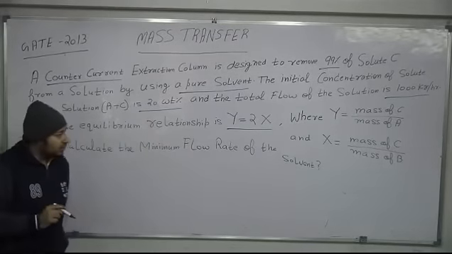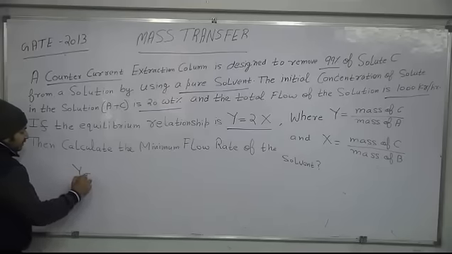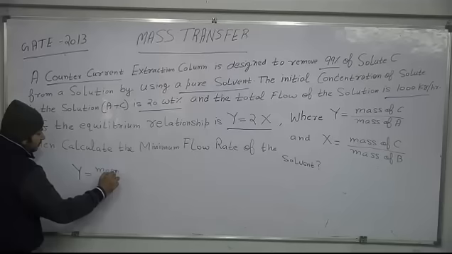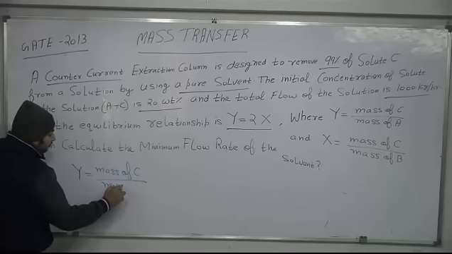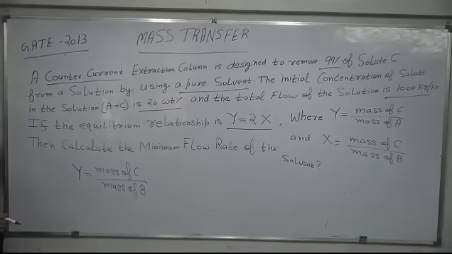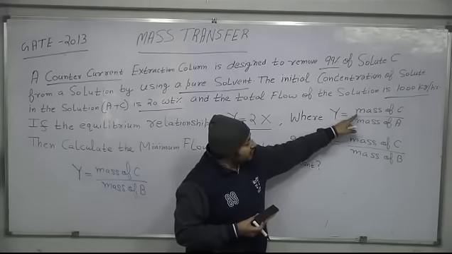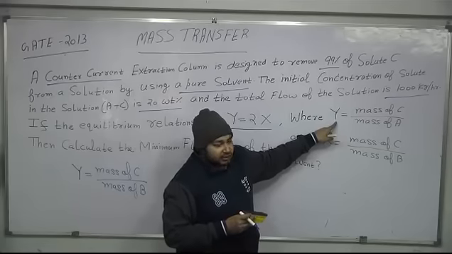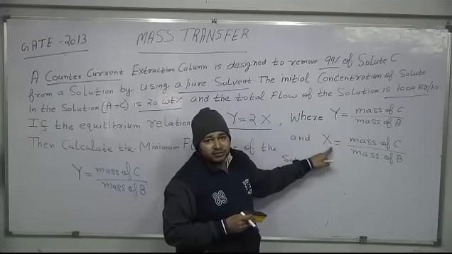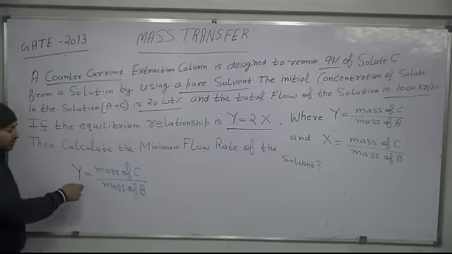But there is a twist. In our general convention, capital Y is given as mass of C divided by mass of B. This is what we know in our general conventions. But in this question, what is given is Y as mass of C to the mass of A. So this Y is actually X for us, and this X is actually Y for us, because we will follow our general conventions.